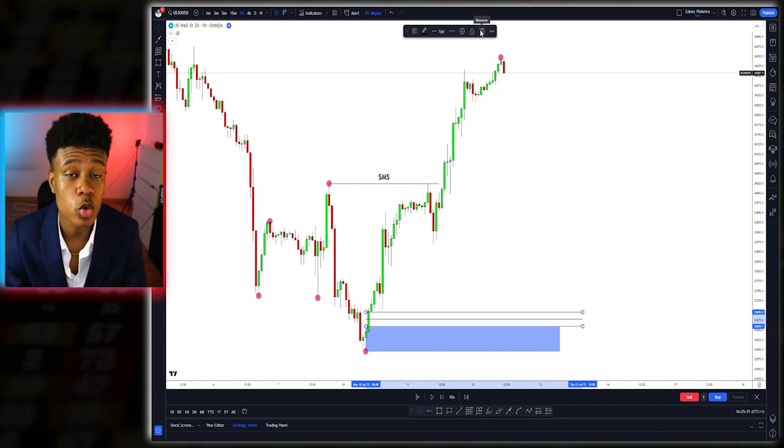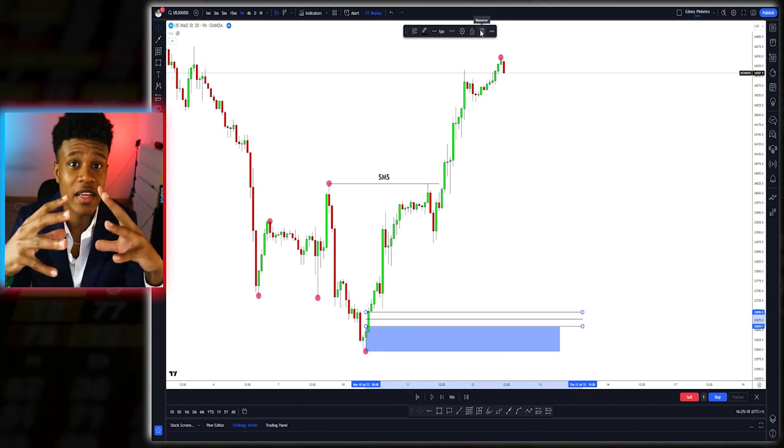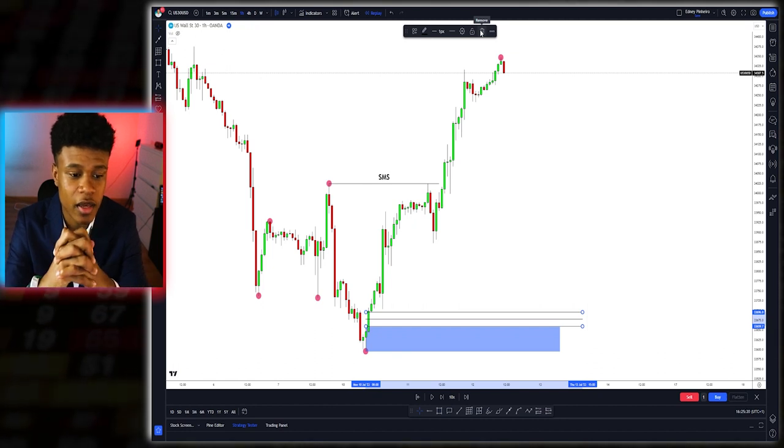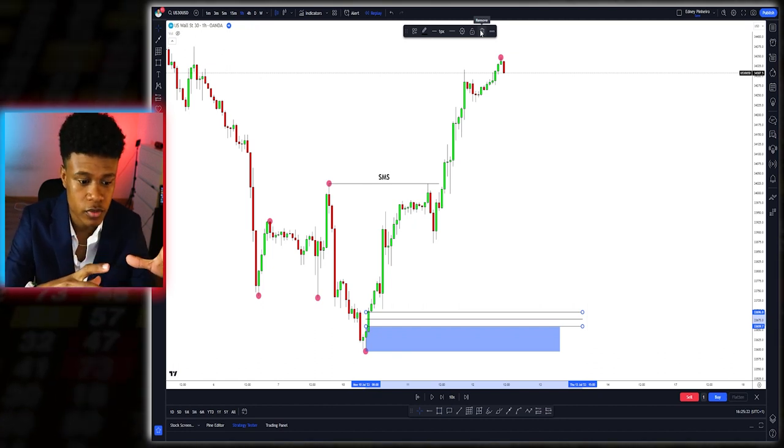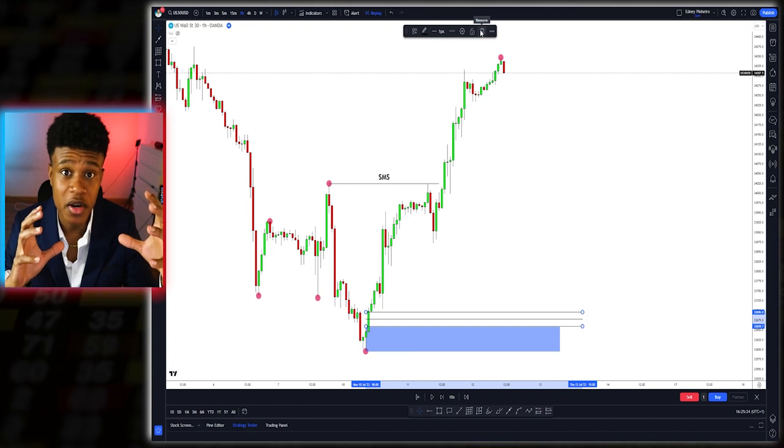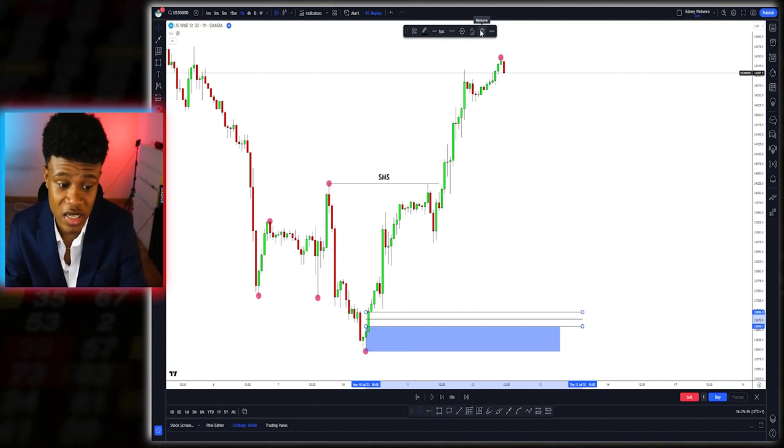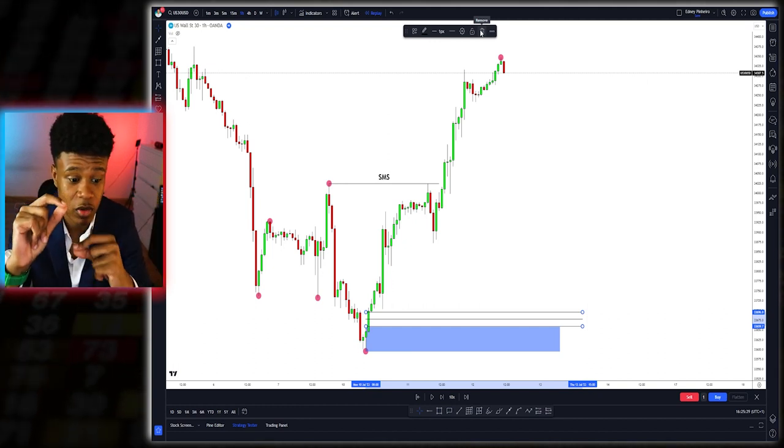Fair value gap shows us where, in this currency, we didn't have enough sellers on the other side of the market to catch up to the buyers. That's why the market rises and leaves this fair value gap behind, okay?